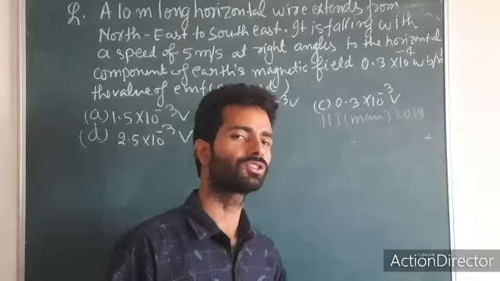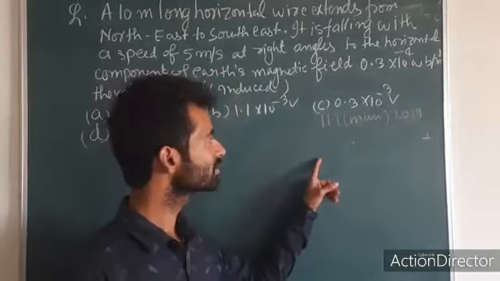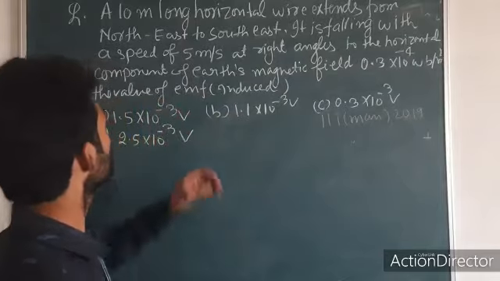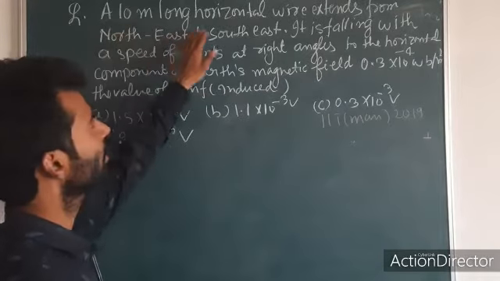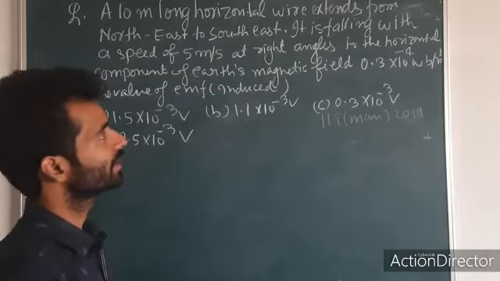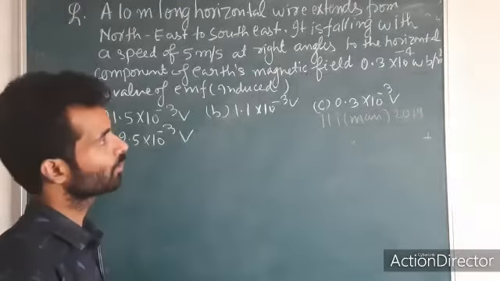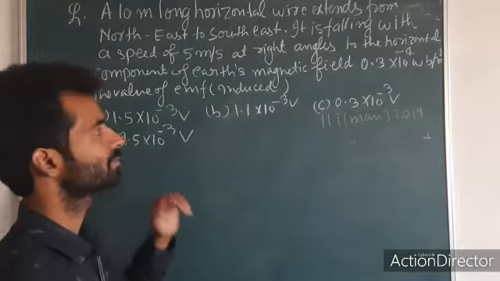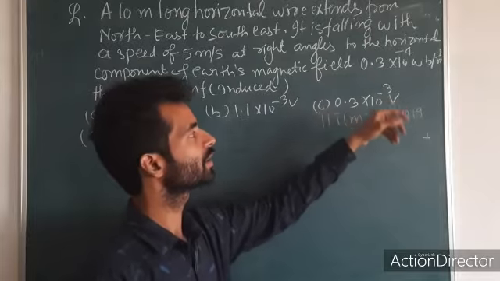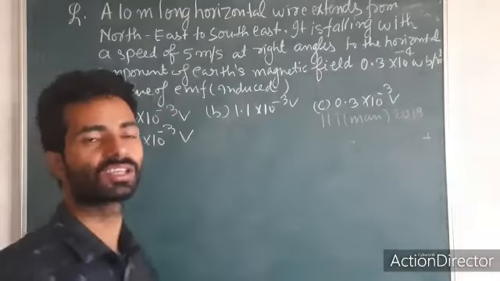इलेक्ट्रोमैग्नेटिक इंडक्शन चैप्टर से कुछ इम्पोर्टेंट क्वेश्चंस लेकर आया हूँ। This question has been asked in JEE Main 2019. This question is: a 10-meter long horizontal wire extends from northeast to southeast. It is falling with a speed of 5 meters per second at right angles to the horizontal component of Earth's magnetic field. Here given, magnetic field B is equal to 0.3 into 10 raised to minus 4 Weber per meter square. Then the value of induced EMF.